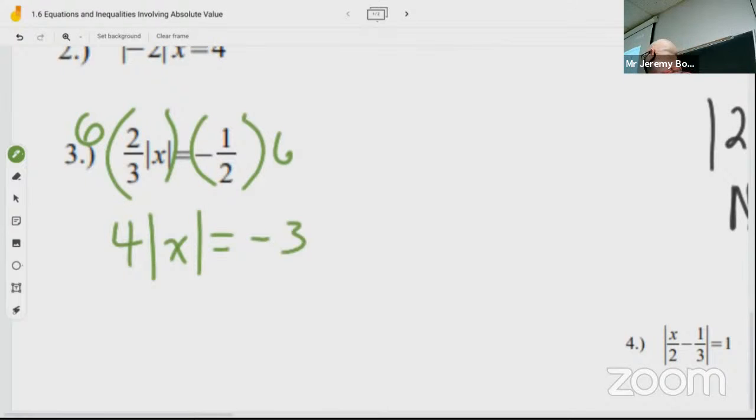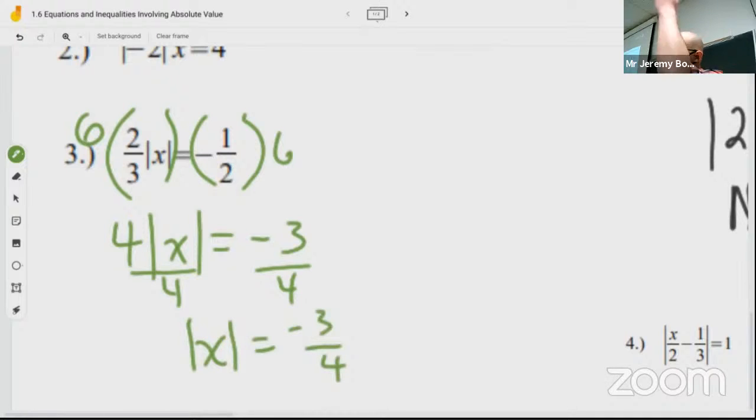You may see the answer at this point, but if we want to be consistent, we want to get the absolute value by itself, right? Let's divide both sides by 4. And so with the absolute value of x, you get a negative 3/4. So if you have the absolute value by itself equal to a negative number, what does that tell us? No solution.